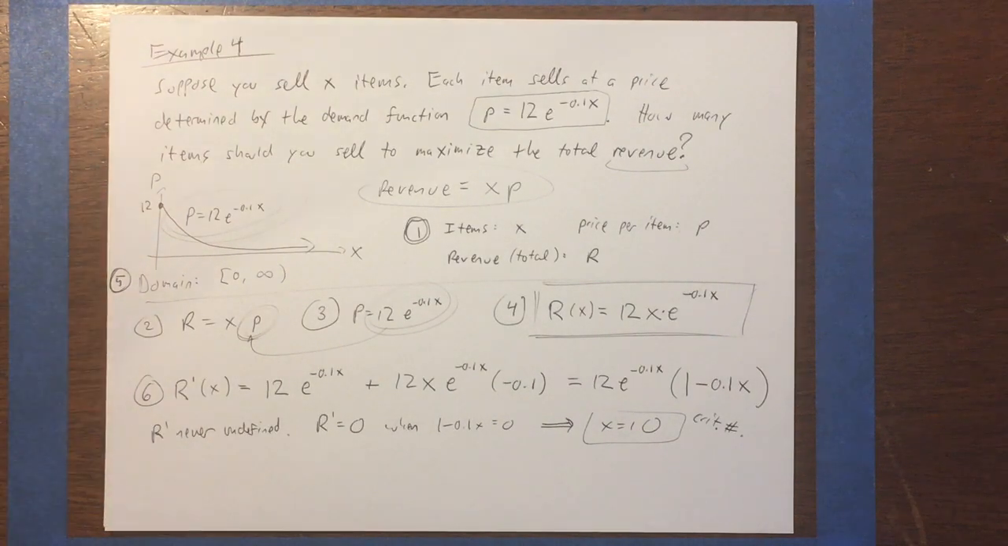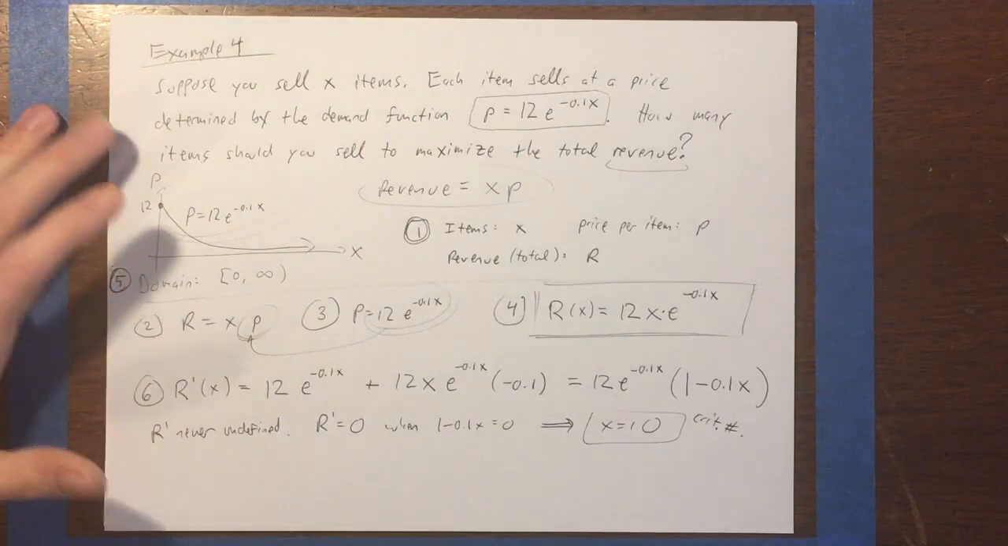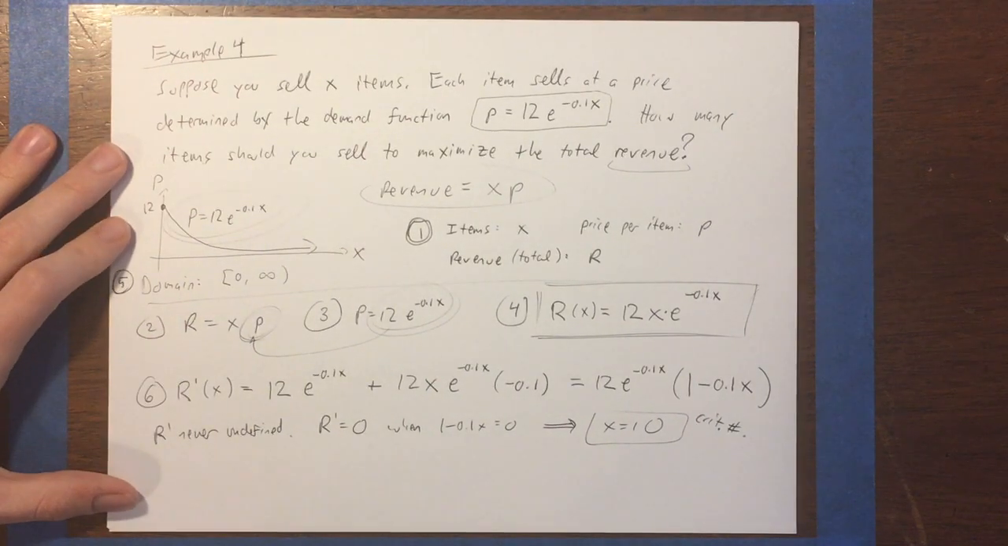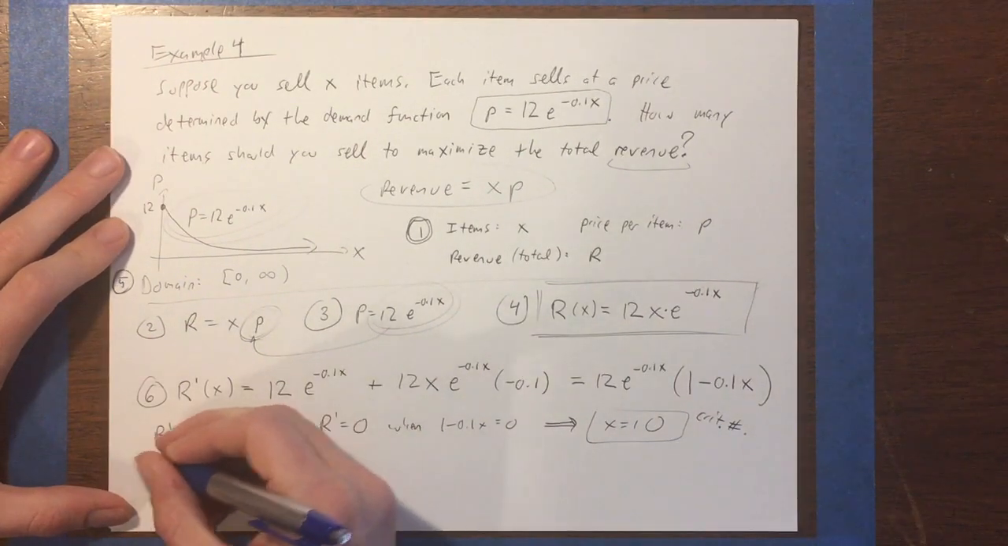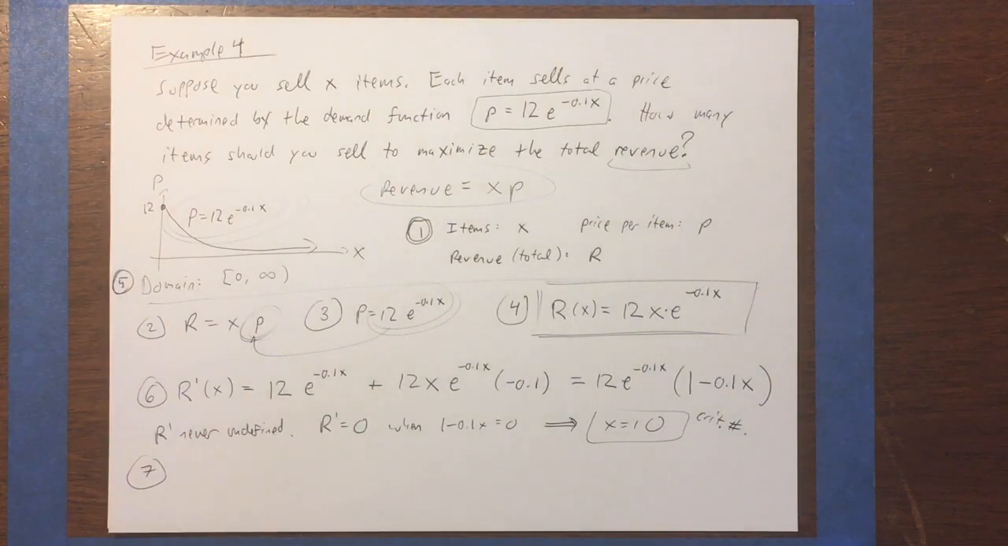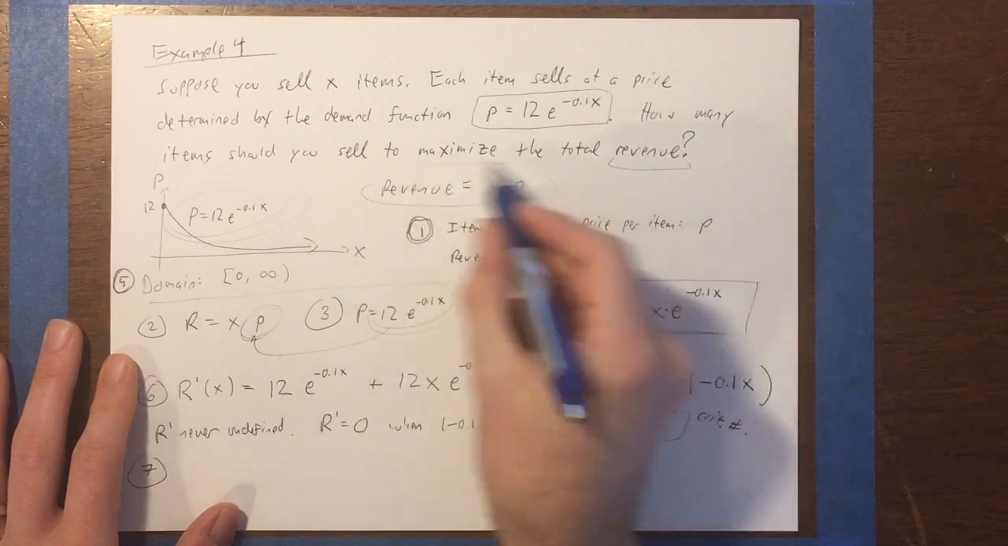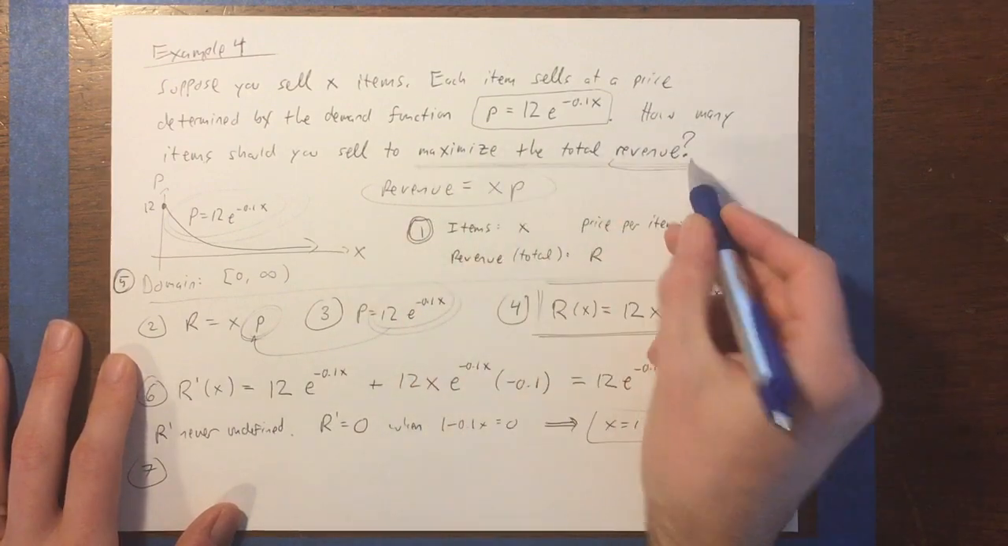There was actually, I guess in example 2, we had 2 critical numbers. In example 1, we only had 1 critical number. And here again, we only have 1 critical number. But the question remains, is that critical number giving us a maximum or a minimum? Hopefully it's giving us a maximum, right? Because that's what we're looking for. Our goal as a business is to maximize the total revenue.